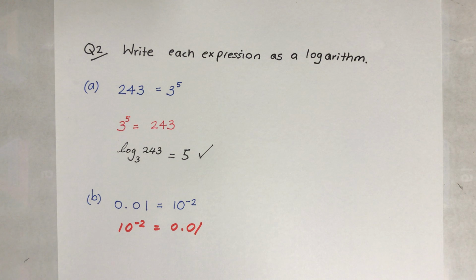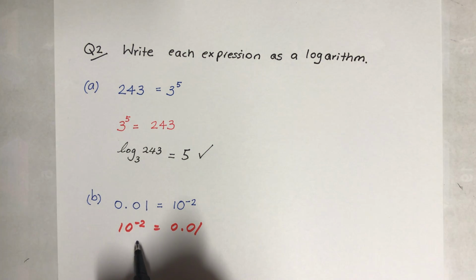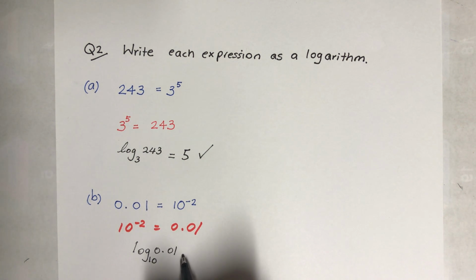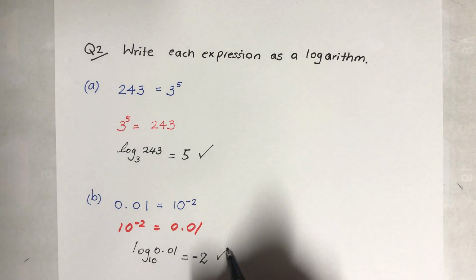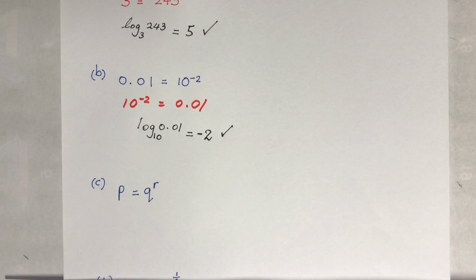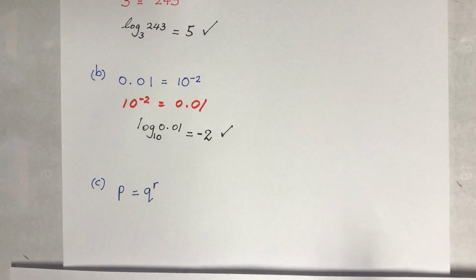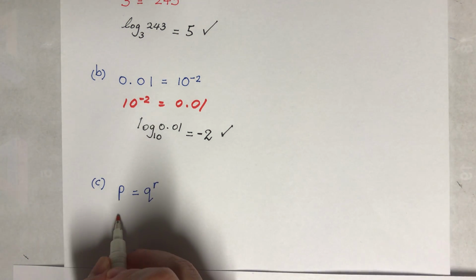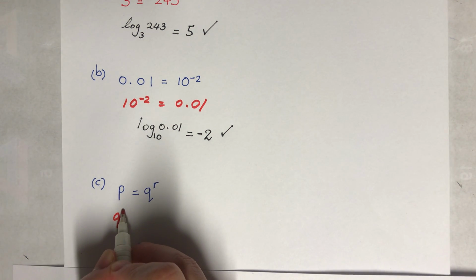And then what I'm going to write here is log, the base is 10. The answer is 0.01. The power goes to my right. Okay, so next one. Oh, this one doesn't have any number, but that's okay. It's the same rule. So I'm going to do exactly the same as what I've done with the numbers.